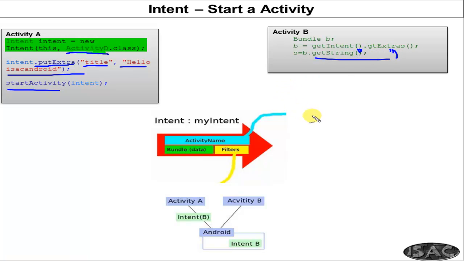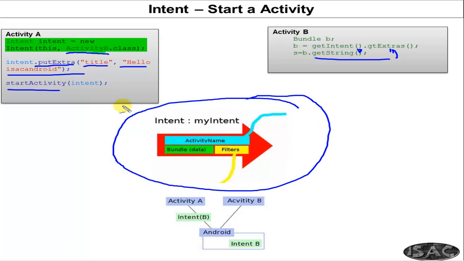Now, how does an intent object generally look? It is very simple. It will have an activity name, it may have a bundle, and it might be associated with some filter. That is generally what an intent object looks like, and it gets fired from here and reaches here.